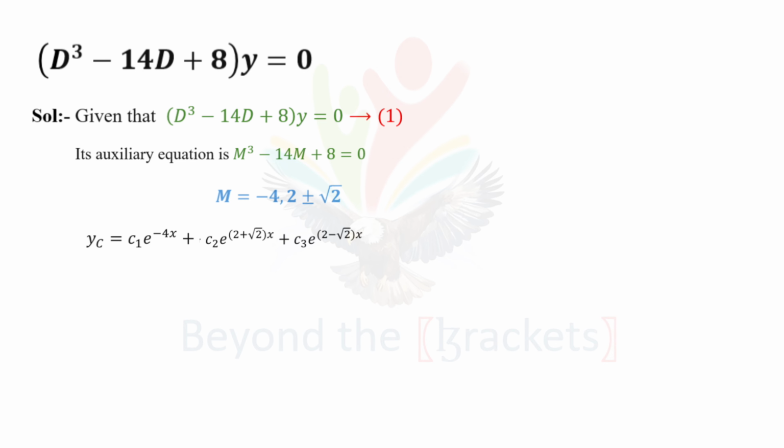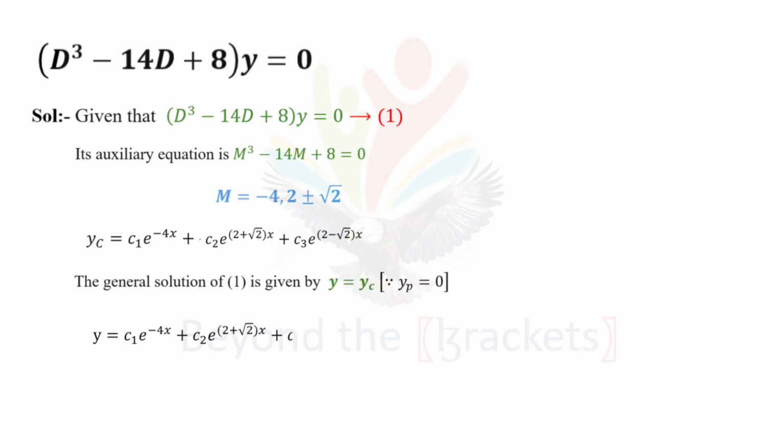Since it is a homogeneous equation, here yp will be 0. So, the solution is y is equal to yc. So, y is equal to c1 e power minus 4x plus c2 e power (2 plus root 2)x plus c3 e power (2 minus root 2)x.